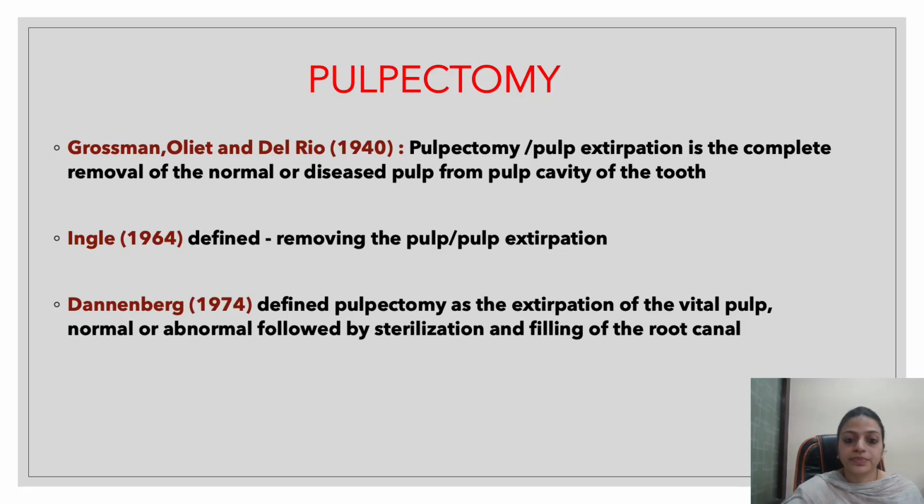Now let's have a look at pulpectomy. Pulpectomy, or pulp extirpation, is the complete removal of the normal or diseased pulp from the pulp cavity of the tooth. According to Engel, removal of the pulp, or pulp extirpation, is pulpectomy. Another definition says that pulpectomy is extirpation of the vital pulp, normal or abnormal, followed by sterilization and filling of the root canal.